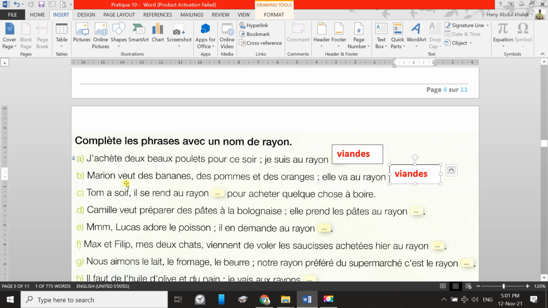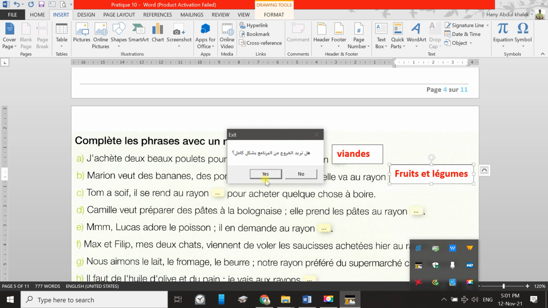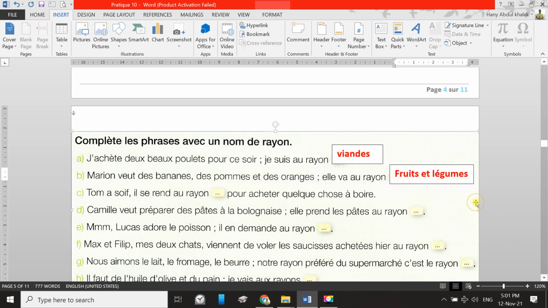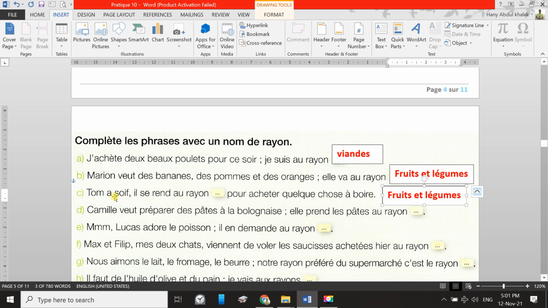Here, okay, Marion veut des bananes, des pommes, des oranges. Elle va au rayon. Here we have pomme, banane, orange. So it's fruits et légumes. Okay, fruits et légumes. Let me deactivate this. Okay. This one here, tu as soif, you are thirsty. So this one is the keyword thirsty. So here, boisson. Pour acheter quelque chose à boire, something to drink. So here, it's au rayon boisson.